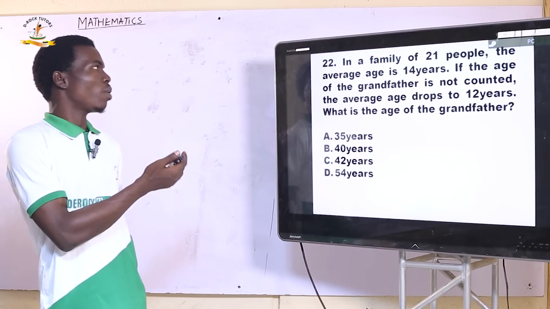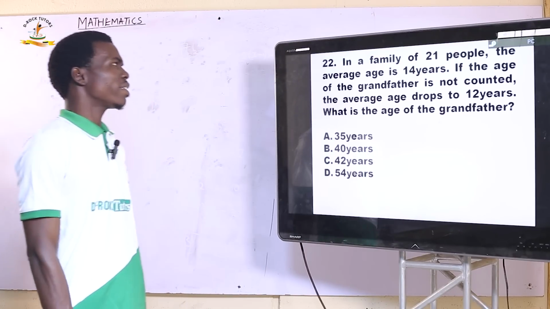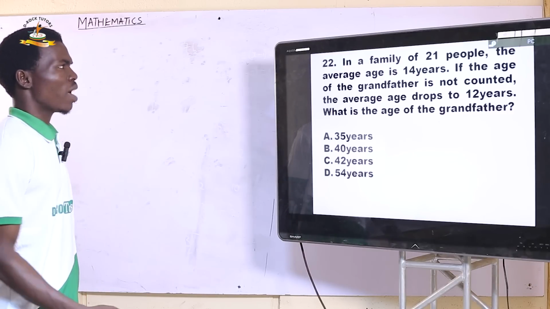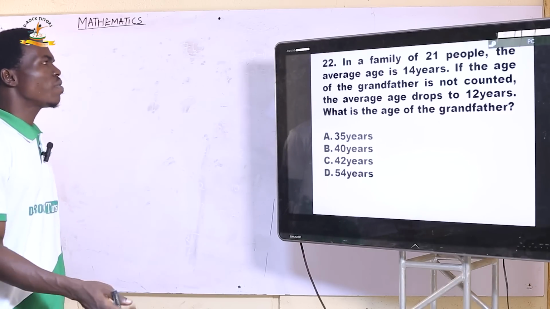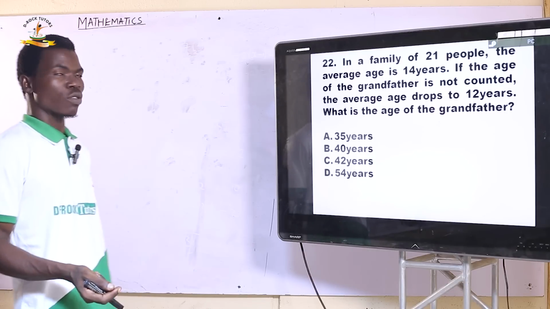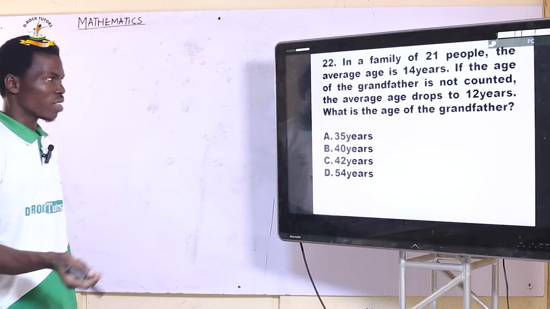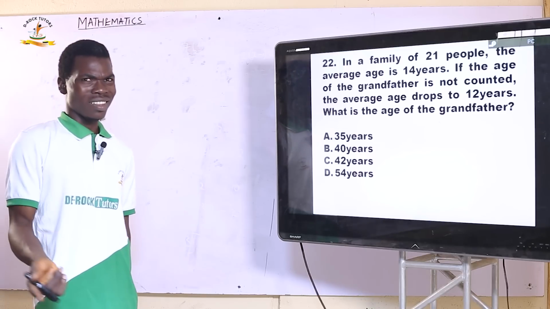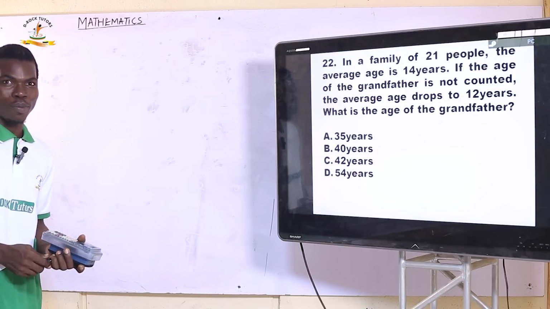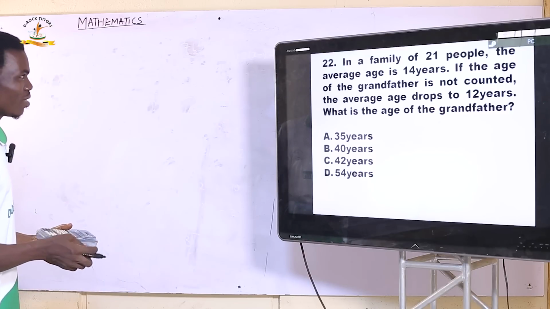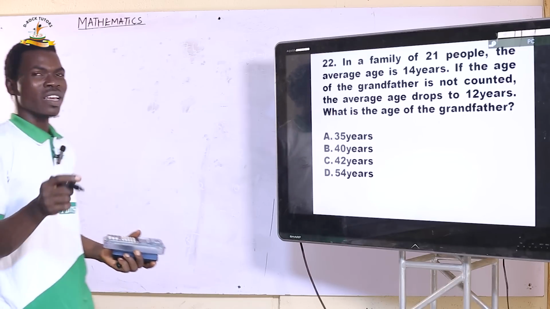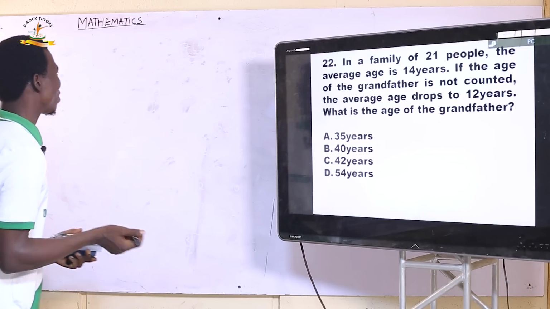So we are now on question 22, and the question reads: in a family of 21 people, the average age is 14 years. If the age of the grandfather is not counted, the average age drops to 12 years. What is the age of the grandfather? This is just an average problem, and let's do justice to that. So there were 21 people, and the average age is 14.